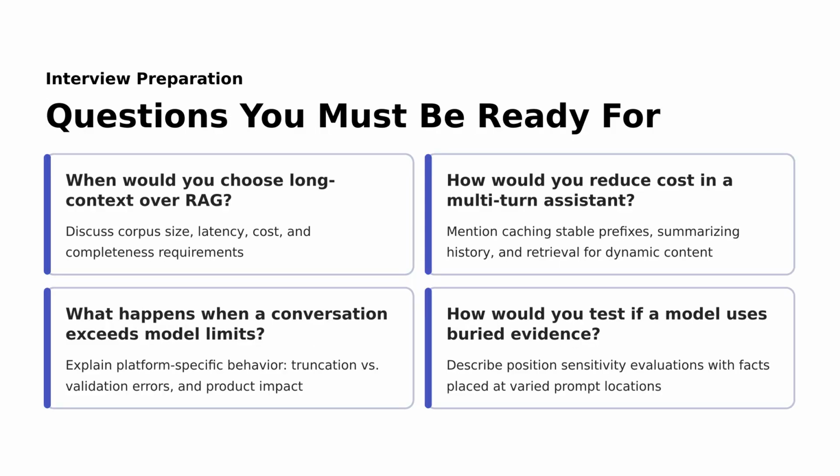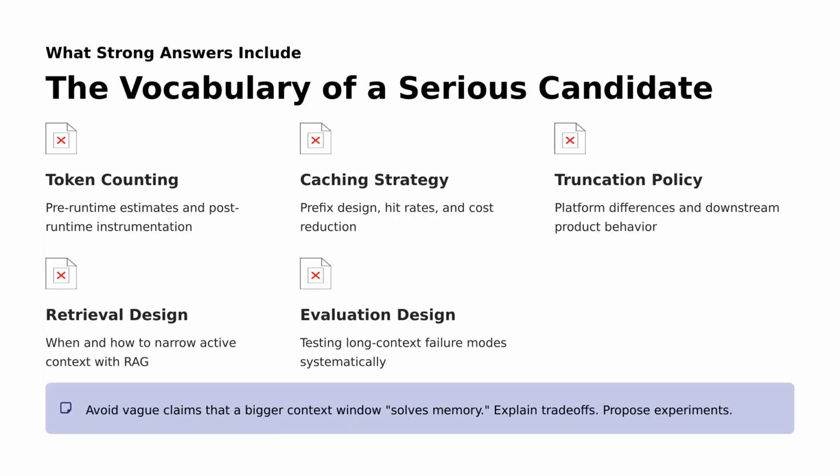Here are the interview questions you should be ready to answer clearly. Be prepared to explain when long context is better than RAG, especially in terms of corpus size, latency, cost, and completeness. You should also cover cost reduction in multi-turn assistance through caching, history summarization, and retrieval. Expect questions about what happens when conversations exceed model limits and how to test whether a model can actually use important evidence buried deep in a prompt.